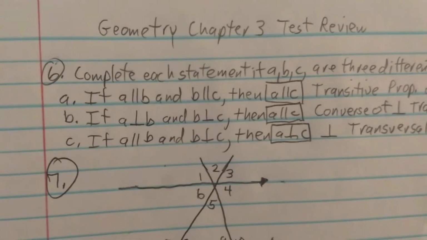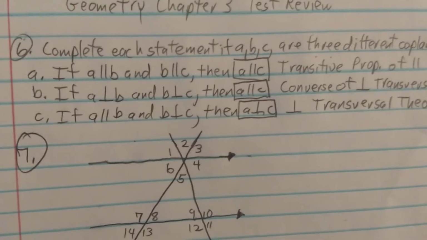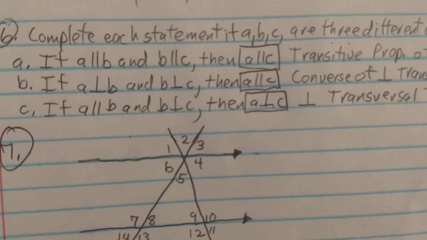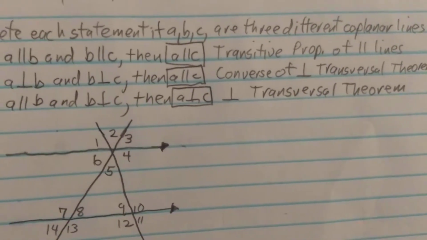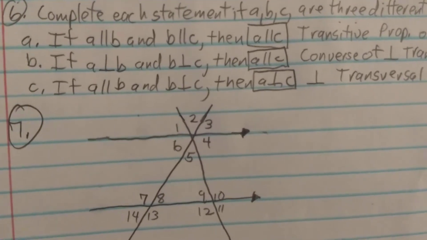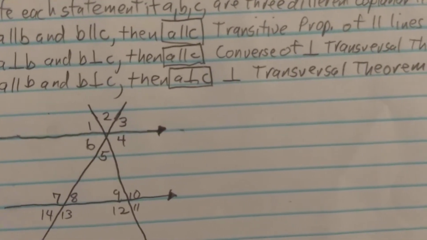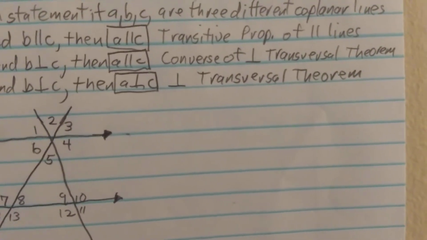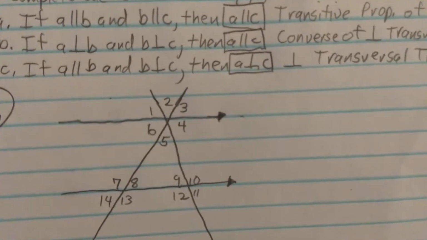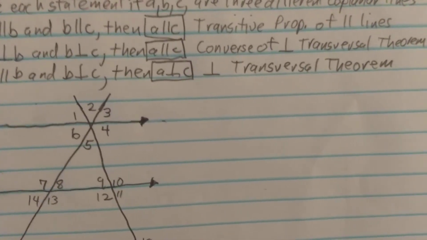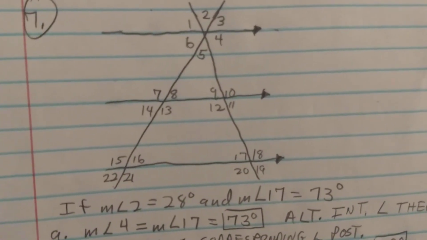Now looking at problem 6, it says complete each statement if A, B, and C are 3 different coplanar lines. If A is parallel to B and B is parallel to C, then A is parallel to C, the transitive property of parallel lines. If A is perpendicular to B and B is perpendicular to C, then A is parallel to C, and that's the converse of the perpendicular transversal theorem. But if A is parallel to B and B is perpendicular to C, then A is perpendicular to C, the perpendicular transversal theorem.